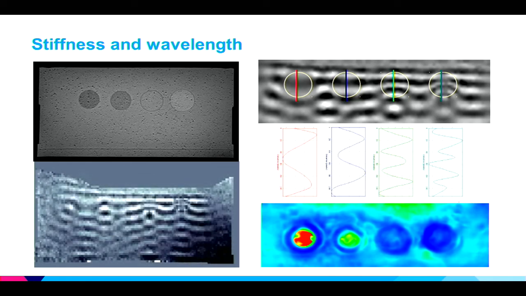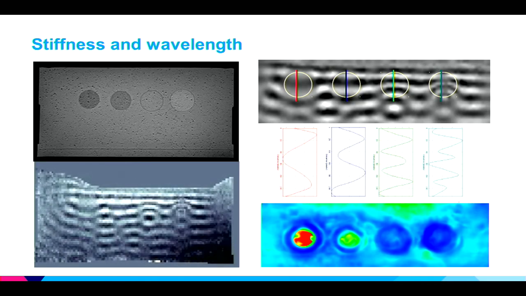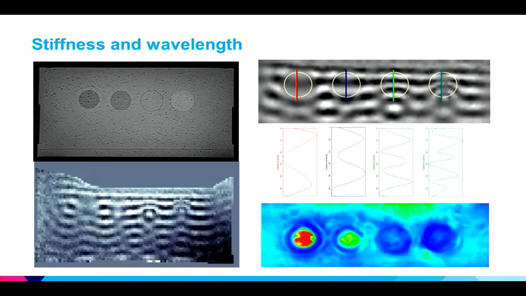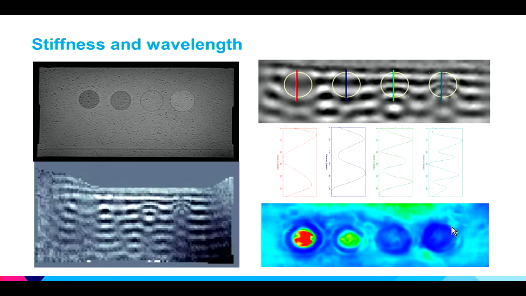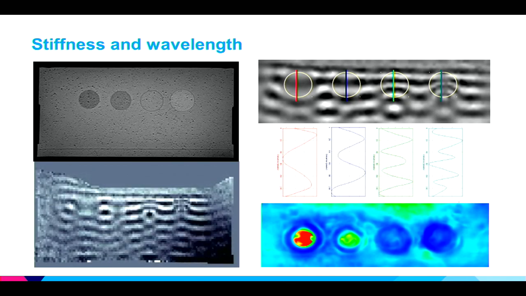So what the algorithm does is it looks at these changes in wavelength over spatial location, and it calculates the stiffness. As we can see here, what we call our elastogram shows very stiff here and very soft here. So this is in a phantom. How do we do it when we have a patient?